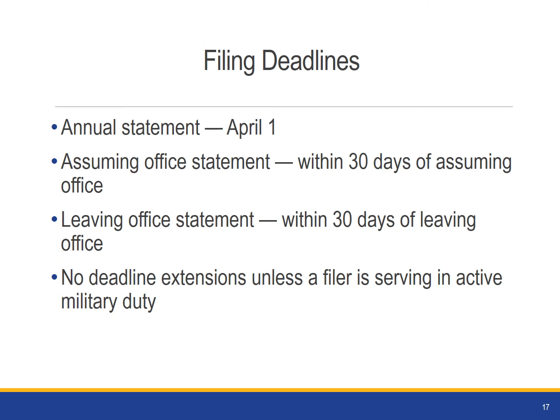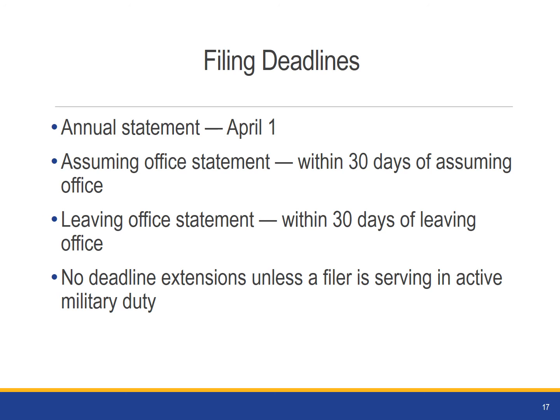Form 700 is used to file assuming office, annual, and leaving office statements. Annual statements for most filers are due by April 1st each year. Filing deadlines are extended when they fall on a weekend or an official state holiday. The only other way a deadline may be extended is for a filer serving in active military duty.